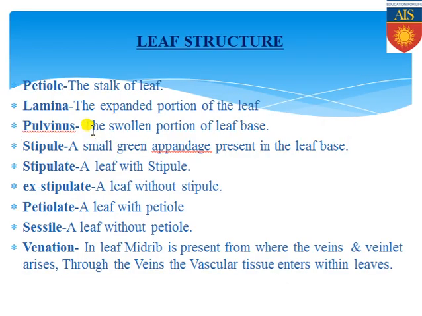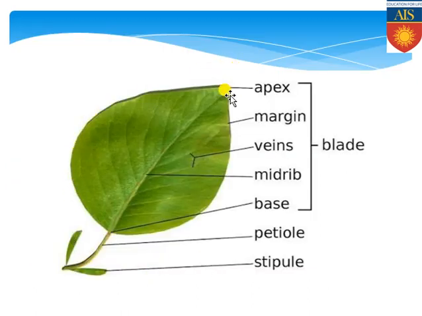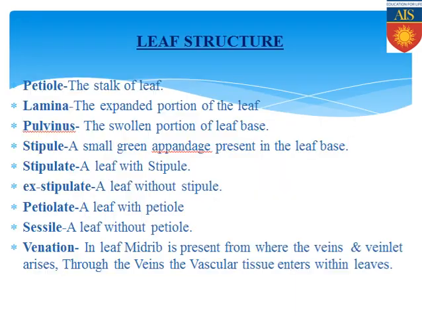Lamina. Lamina means the expanded portion of the leaf, the broader portion of the leaf, by which they absorb sunlight and perform photosynthesis, respiration, transpiration, all these physiological activities. That specific broad surface area, which can be found in each and every type of leaf, is known as lamina.